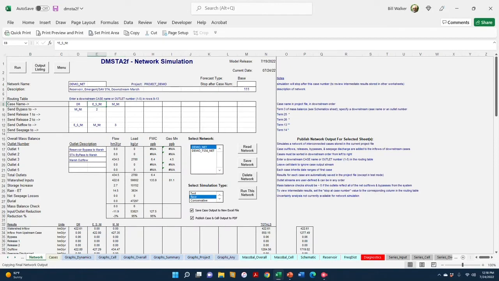But if you want to look at the reservoir output, you can pause the simulation. For example, one way is to delete that case for the downstream cell and reconfigure this, and it'll just give you the reservoir output. Similarly, if you want to just look at the STA performance, you can take the marsh out. All right.